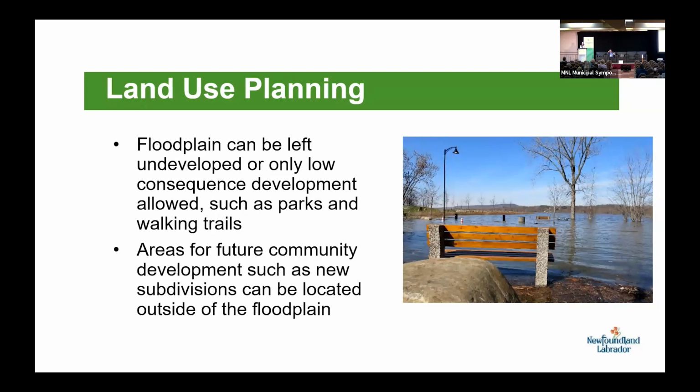In terms of land use planning, it's smarter to leave the floodplain. The floodplain really belongs to the river. Just because there's not water on it all the time, the water will still expand into that floodplain area at certain times, depending on storm events and conditions. So it's best to leave that floodplain undeveloped or to have low consequence developments such as parks or walking trails in those areas. It also means that if you know where your danger areas are, you can develop in parts of town where there isn't going to be flood hazard.